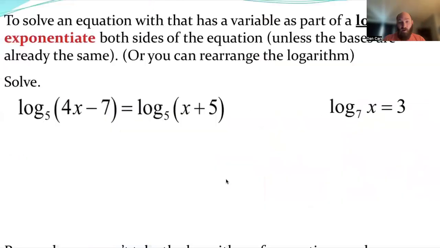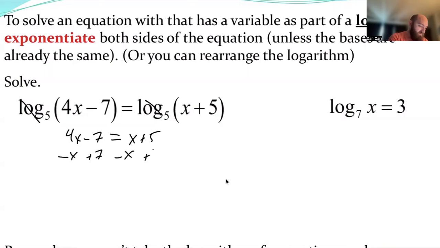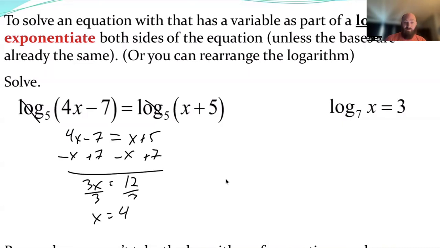We can also use our logarithmic properties for solving. For example, if we have log base 5 here, this works the same way as exponentials. If we have the same logarithm on both sides, we're simply going to ignore those and cancel them out. So 4x minus 7 will equal x plus 5. From here, subtract x, and add 7. So 3x is equal to 12. Divide by 3, and we get x equals 4.